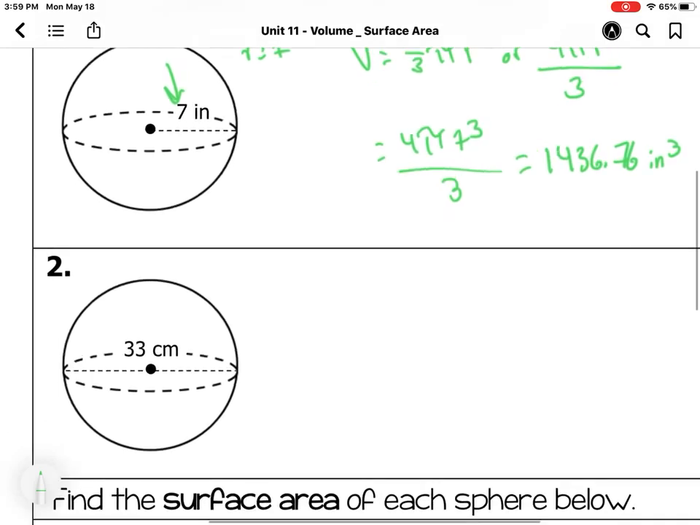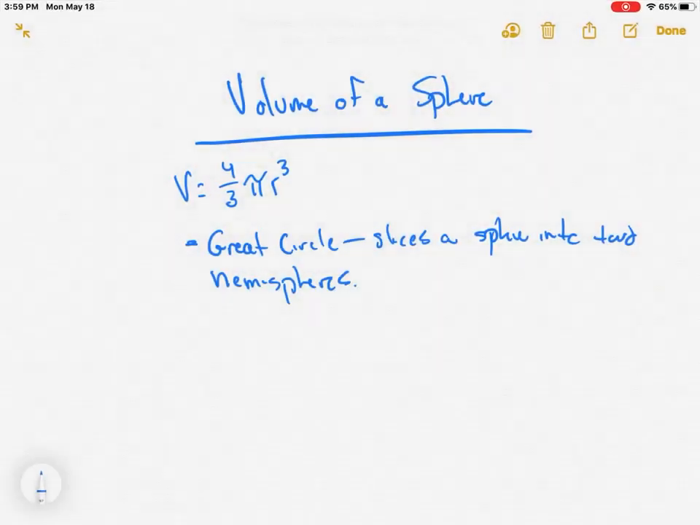We look down here, and that is not the radius, that is the diameter. We need to take half of that, giving us 16.5 as the radius. Then we can go ahead and plug that in. Sounds good? Okay.